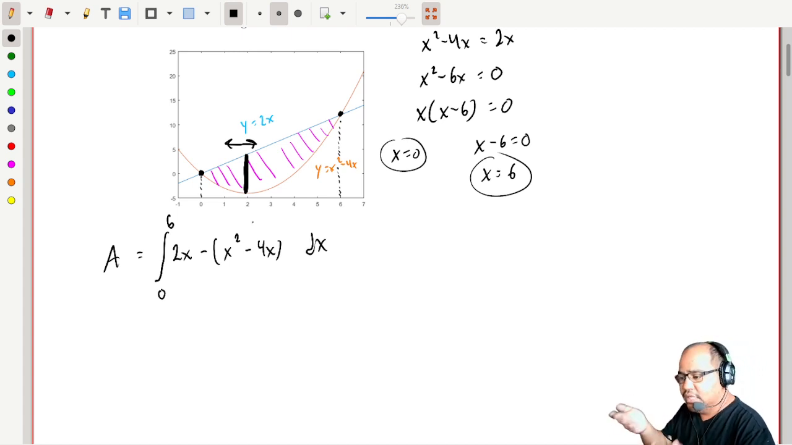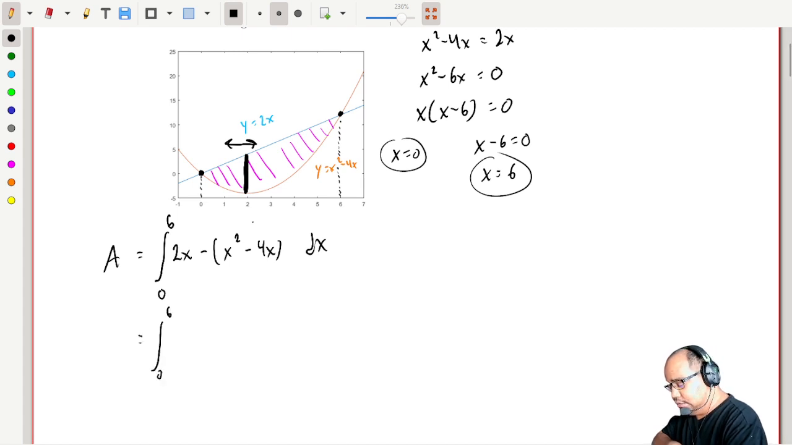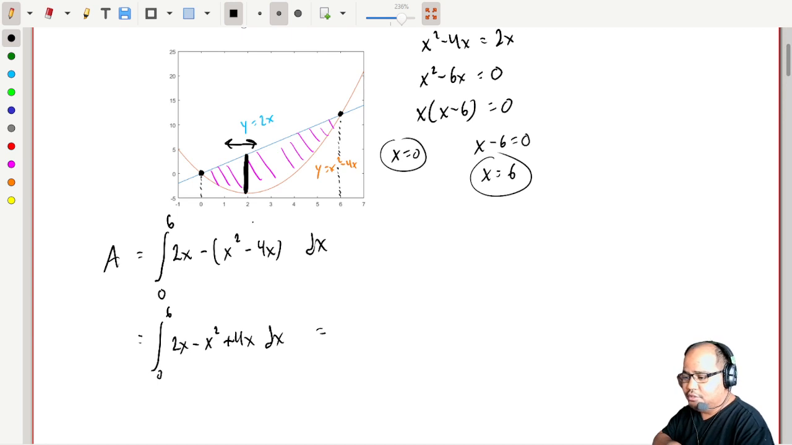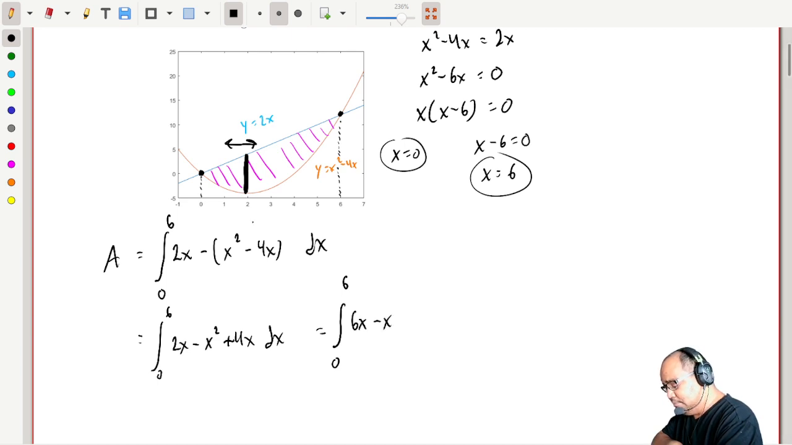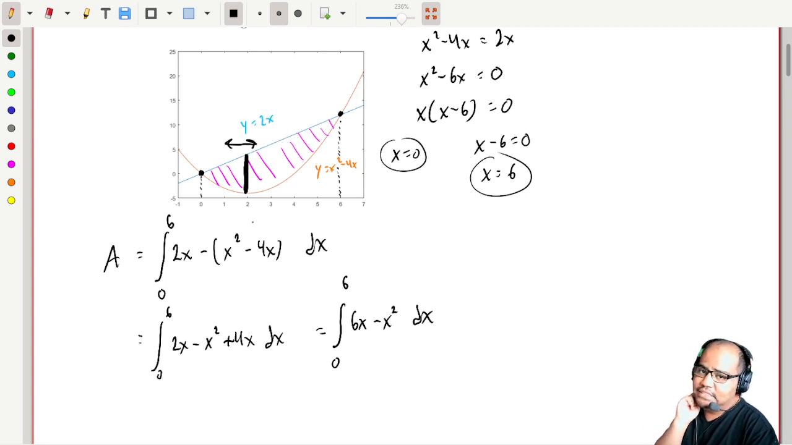Now we just distribute the minus sign through and collect some like terms. So we'll have 2x minus x squared plus 4x dx. 2 plus 4 is 6, so 2x plus 4x is 6x. So we are now left with this simple looking integral here, 6x minus x squared dx. And this is a combination of two simple functions.